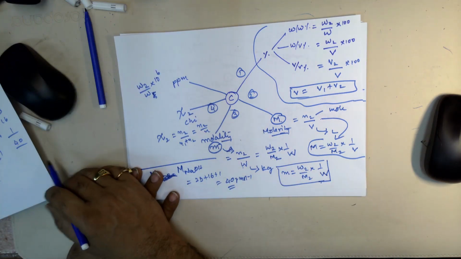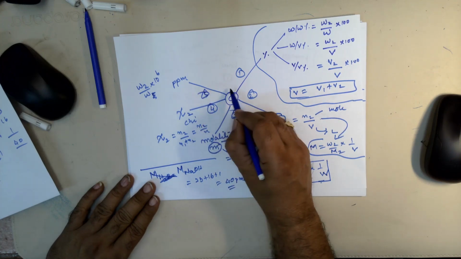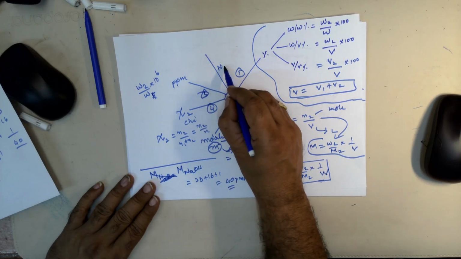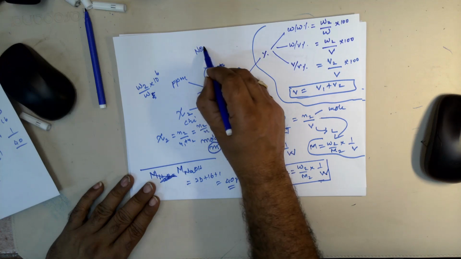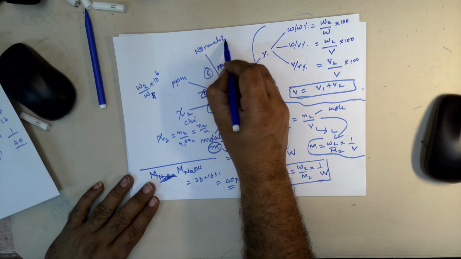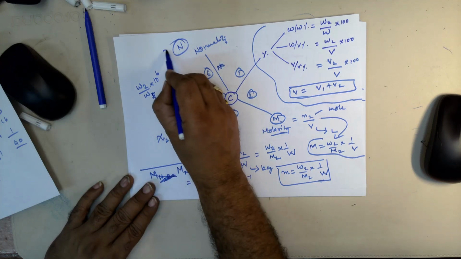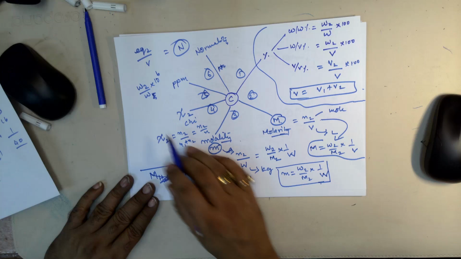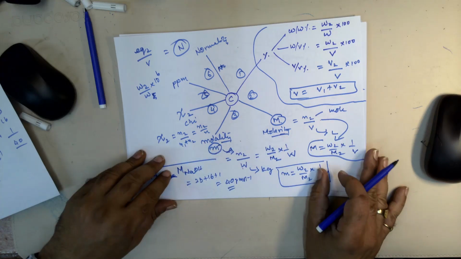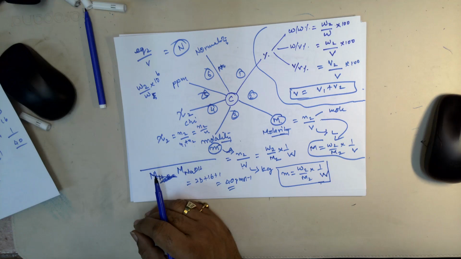Then we are going to discuss a very important unit, that is normality. Let us discuss this one also. It is represented by N. So N is given by EQ2 divided by V, where V is the volume of solution in liters. EQ means equivalent.